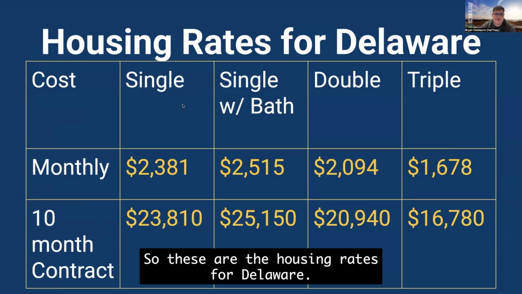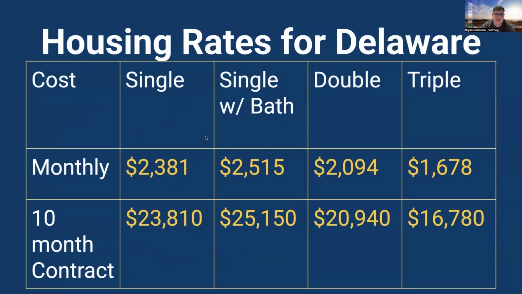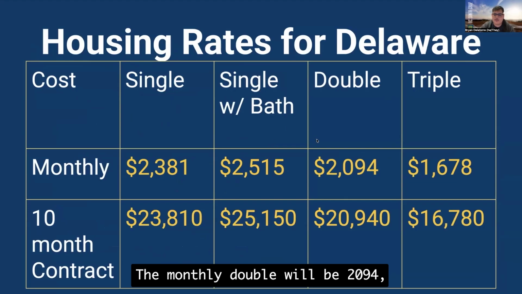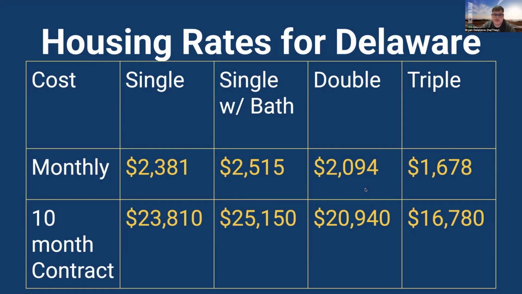So these are the housing rates for Delaware. A monthly single would be $2,381. A monthly single with its private bathroom would be $2,515. A monthly double will be $2,094, and a monthly triple will be $1,678. With it being a 10-month contract, if you just multiply these numbers by 10, you get the monthly contract fee as seen below.